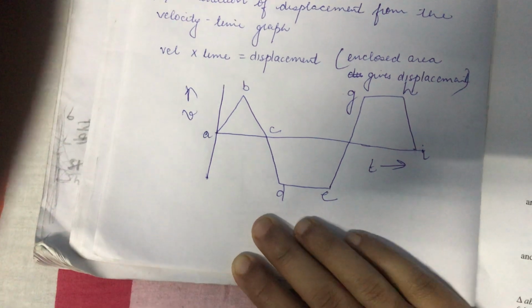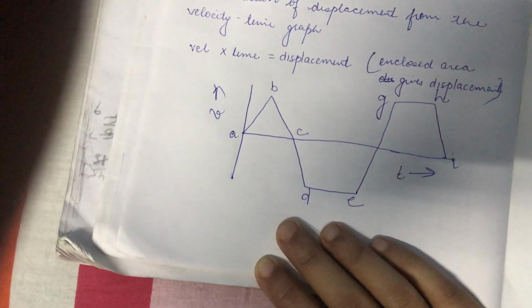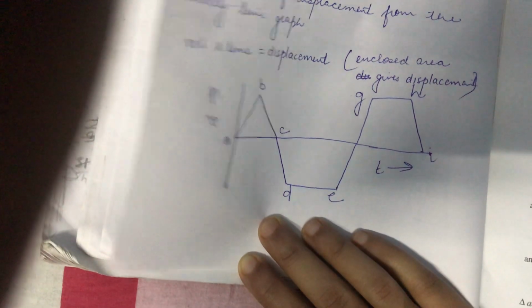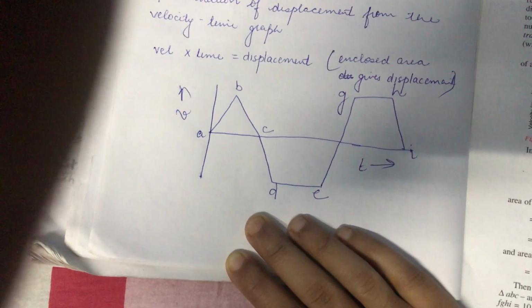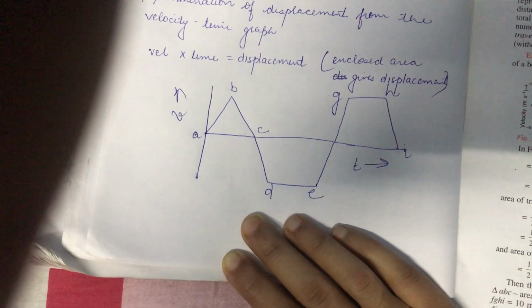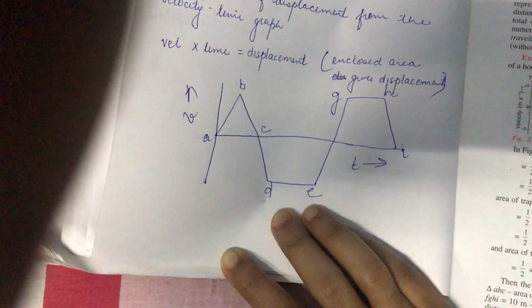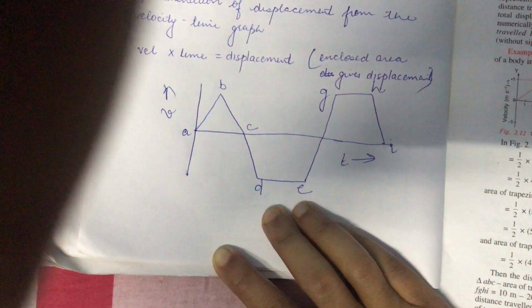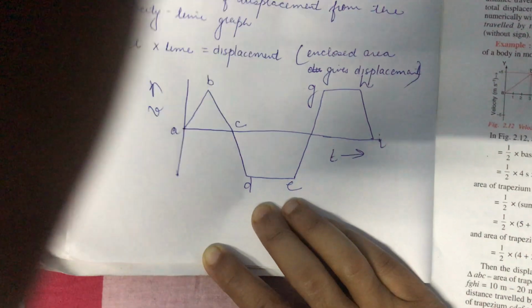This ABC and FGHI are above the axis, fine. So that's why they are showing the positive displacement, that is the distance traveled away from the starting point. Whereas the area enclosed below the time axis, CDEF, represents the negative displacement, that is the distance traveled towards the starting point.